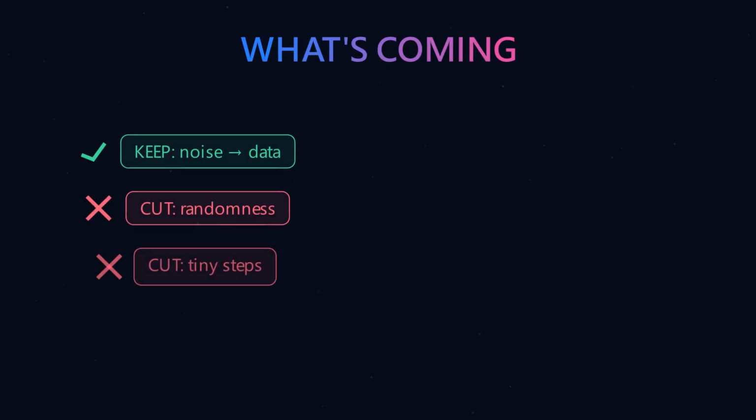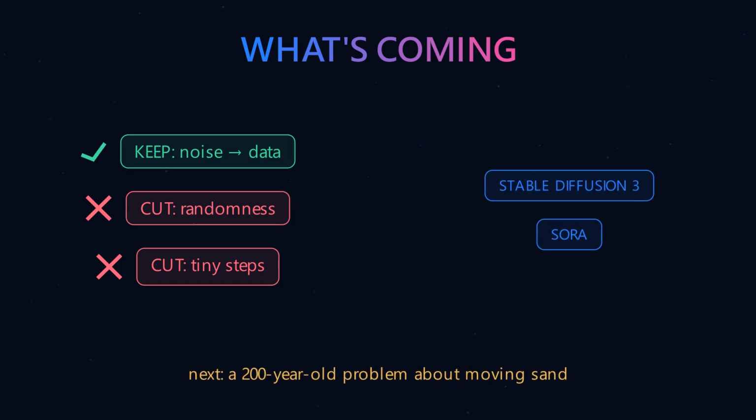So the frontier labs went looking for a replacement, something that keeps the part of diffusion that worked, learning to transform noise into data, while throwing out the part that didn't: the randomness, the tiny steps, the sheer computational drag. What they landed on is called flow matching, and it now sits underneath systems like Stable Diffusion 3 and Sora. To actually understand it, we're going to build it from the ground up, starting with a 200-year-old problem about moving piles of sand.